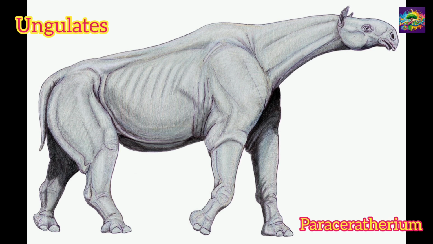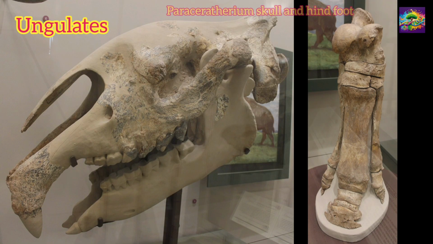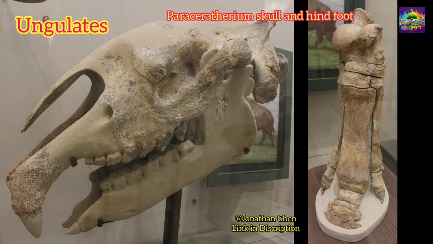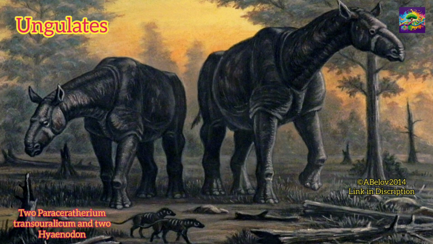Its fossils are primarily found in Asia. Paraceratherium stood about 15 to 20 feet tall and weighed 15 to 20 tons. Its long legs and neck enabled it to feed on leaves from tall trees. It is considered a significant species in the evolutionary lineage of rhinos.